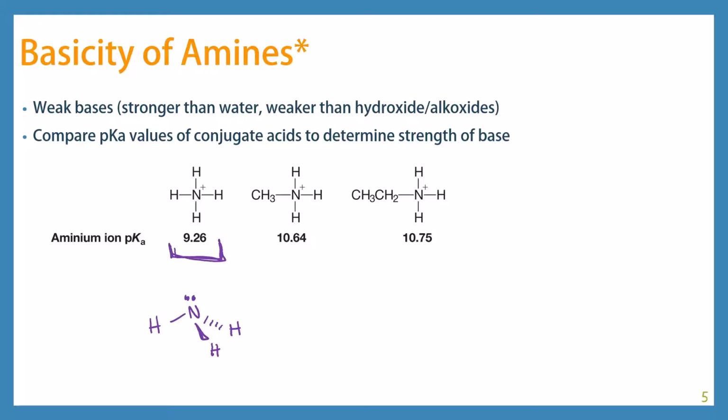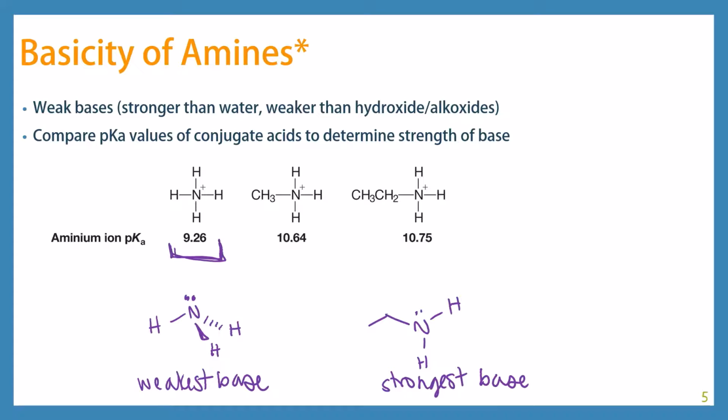So ammonia having the most acidic conjugate acid is going to be the weakest base versus ethylamine on the far end here. So this is how you can compare the basicity of different amines.